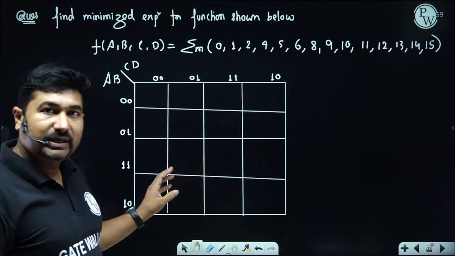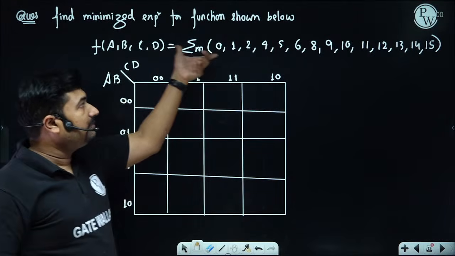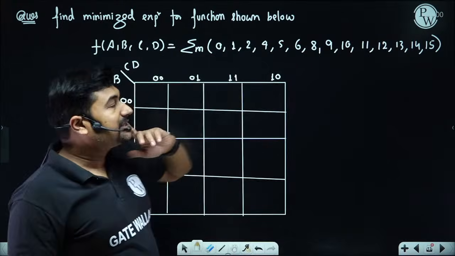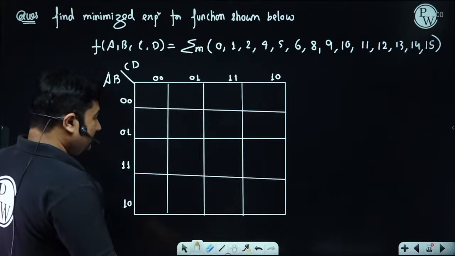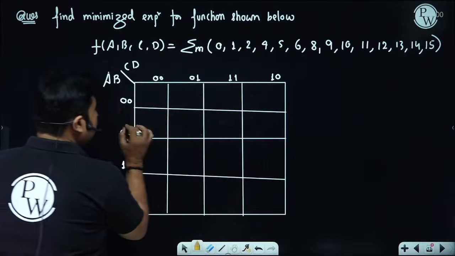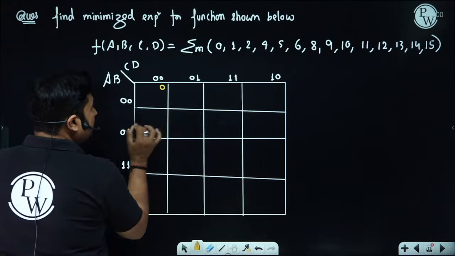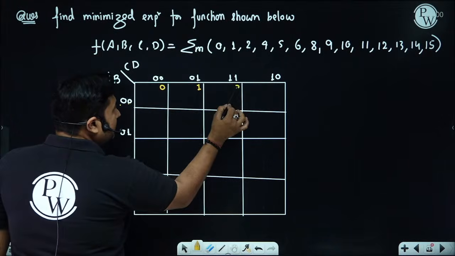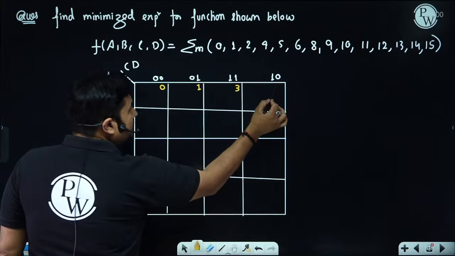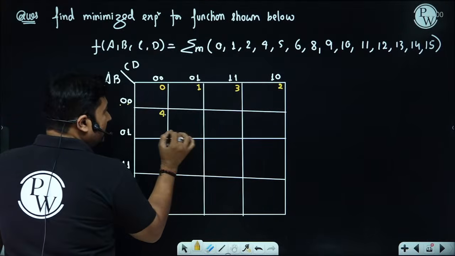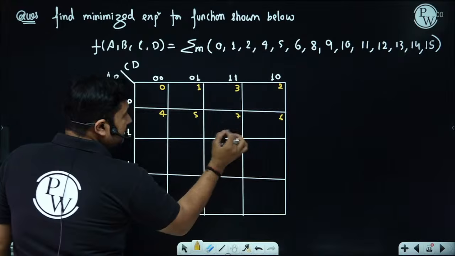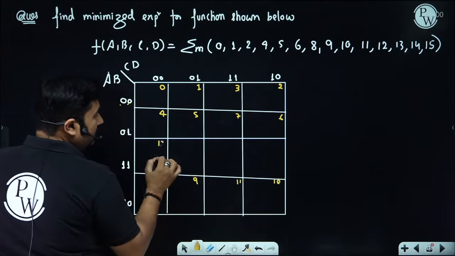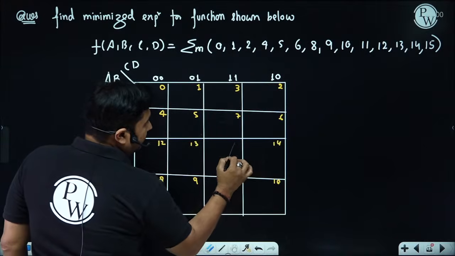But the function which we want to minimize is indicated in the binary form, so we must do the binary numbering. As per the binary numbering, you can observe 0000 is the binary of 0, 0001 is the binary of 1, 0011 is the binary of 3, and 0010 is the binary of 2. In the same way, 4, 5, 6, 7, 8, 9, 10, 11, 12, 13, 14 and 15.